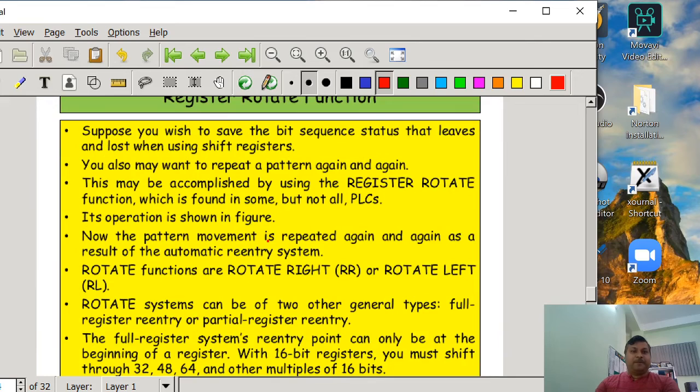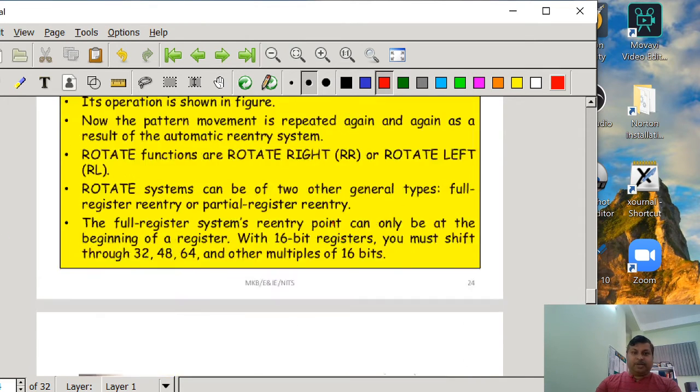Okay, so suppose we want to save a bit sequence status that is lost when using shift register. Okay, but we want to reload it again. So you also may want to repeat a pattern again and again. Certain situations may be created. This may be accomplished by using register rotate function, which is found in some but not all PLCs. Its operation is shown in the figure. So let us see the operation.